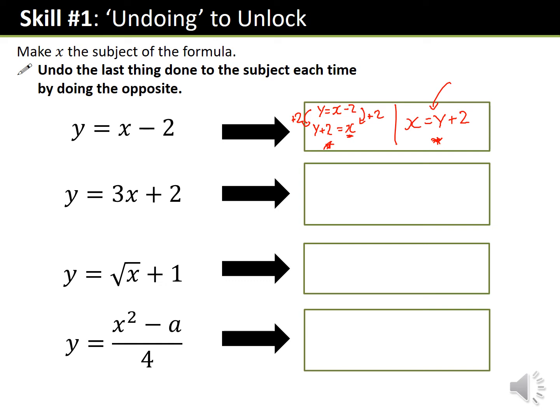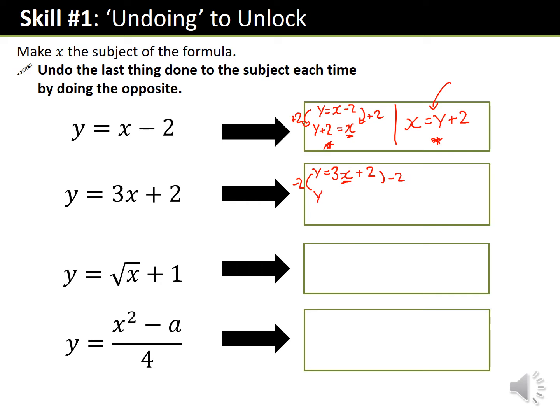Okay, let's have a look at a slightly trickier one then. We've got y equals 3x plus 2. This one's a bit trickier because we've got a couple more steps. We are still trying to get x on its own. So let's start by removing the 2 from both sides.